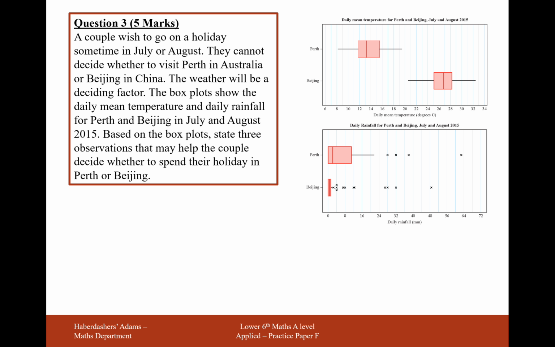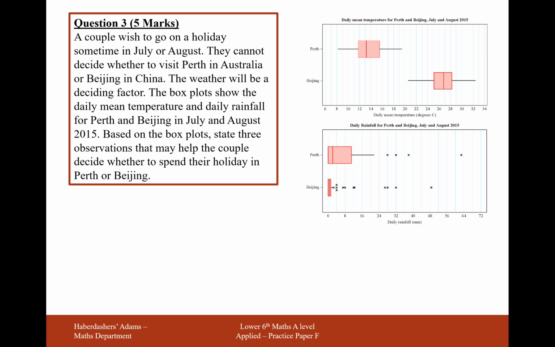Try not to compare the least and the greatest temperatures of each of the box plots, because that's just one recording. You want to be recording the measure of spread and the measure of location. In this case it's the median, so the average temperature in these countries. For example, in July and August the temperature in Beijing is likely to be much greater than that in Perth. Perth will have a median of 13 degrees Celsius and the median in Beijing is likely to be 27 degrees Celsius.